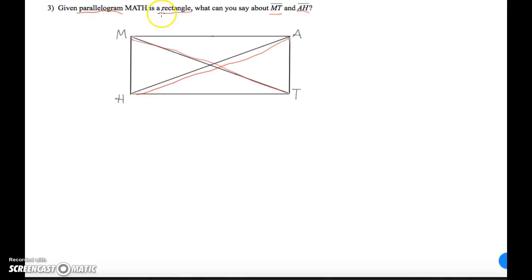The more correct answer is something that would be specific to rectangles. So we can say that we know that rectangles have diagonals that are congruent. So we can say that segment MT is congruent to segment AH.